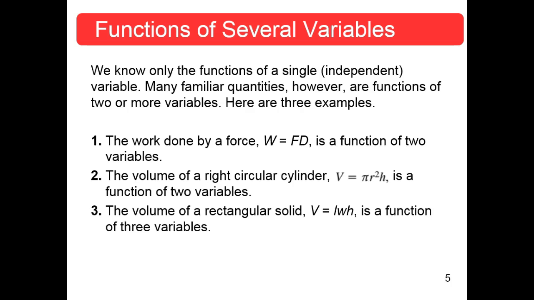We know only the function of a single independent variable. That's all we've done so far. Even when we got into parametric equations, we were still dealing with x of t or y of t and z of t. But now we're going to have, and basically then, your x, y, and z were what you would call sort of intermediate functions.